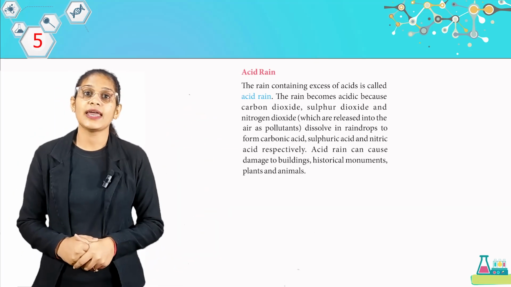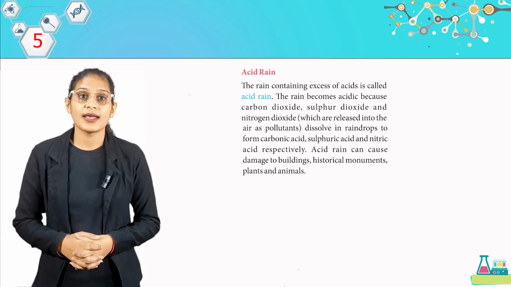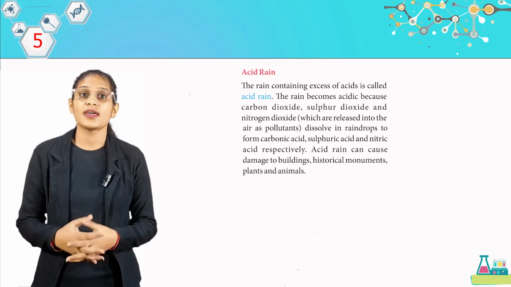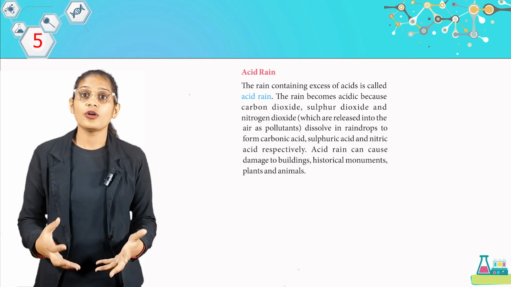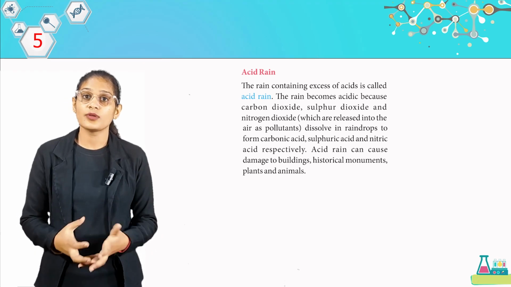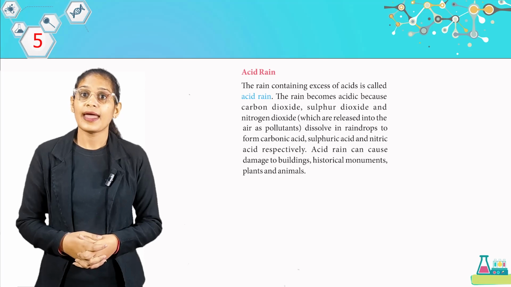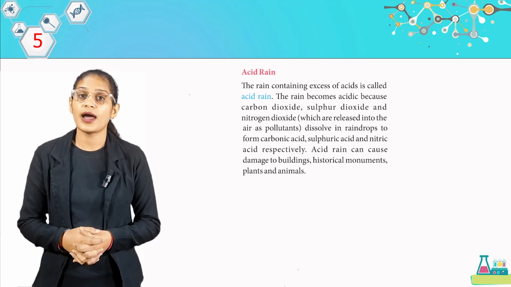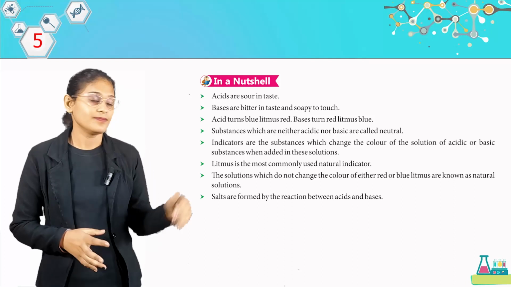The rain containing excess of acids is called acid rain. The rain becomes acidic because carbon dioxide, sulfur dioxide and nitrogen dioxide, which are released into air as pollutants, dissolve in raindrops to form carbonic acid, sulfuric acid and nitric acid respectively. Acid rain can cause damage to buildings, historical monuments, plants and animals. So students, what we learn in this chapter, now we are going to discuss it in a nutshell.